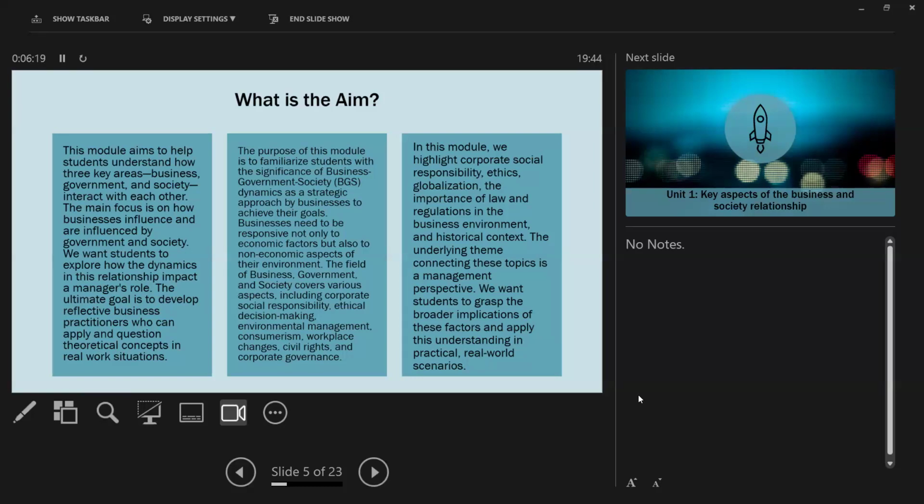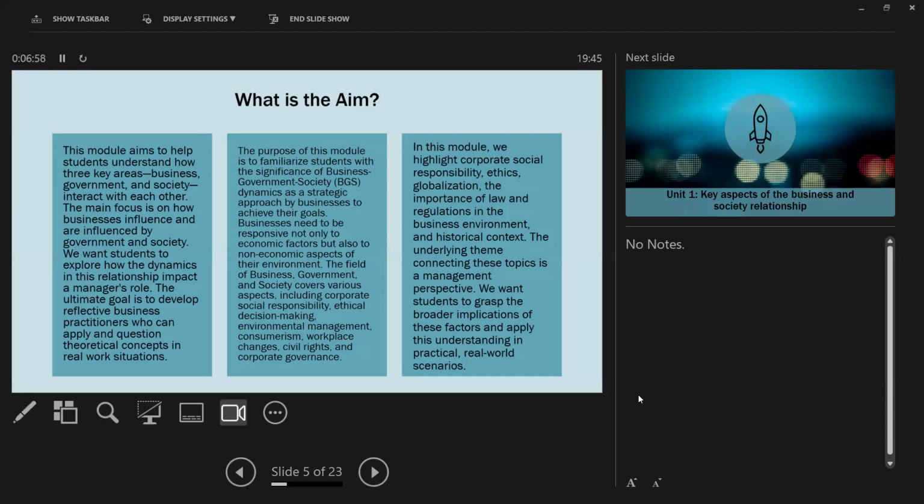So businesses need to be responsive, not only to economic factors, but also to non-economic aspects of their environment. The field of BGS covers various aspects, including, as we talked about, corporate social responsibility, ethical decision making, and so forth. In this module, we are going to highlight corporate social responsibility, ethics, globalization, the importance of law and regulations within the business environment, and also the historical context.